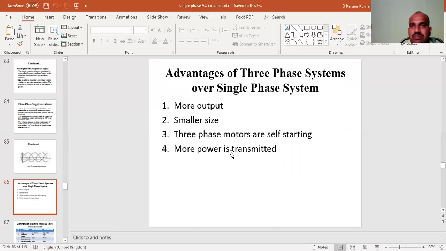The main advantage of the three-phase over the single-phase system is that the output is more. It is used for high power applications, and it is small in size. Three-phase motors are self-starting, so there is no need for other additional equipment. The fourth one is that power is transmitted more efficiently.